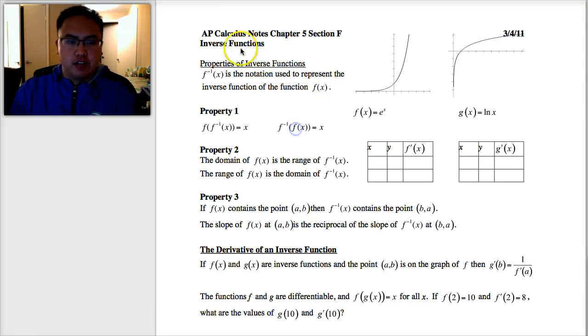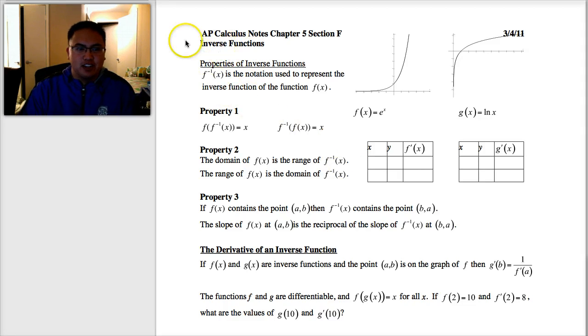Today we're going to talk about inverse functions, and now we're going to talk about something really abstract. Not that calculus wasn't abstract before, but this is even more abstract than that. So I need you to start thinking and being mathematically intelligent today.